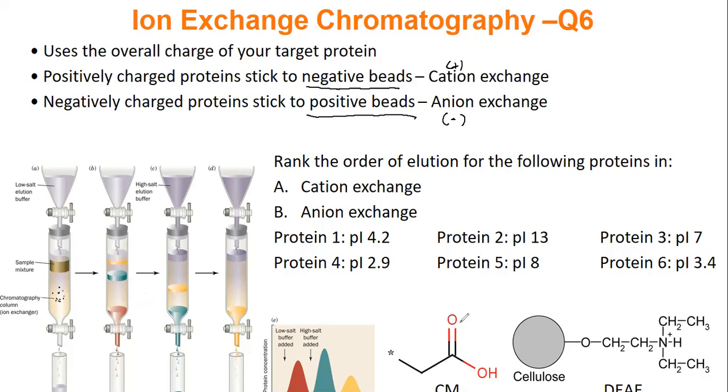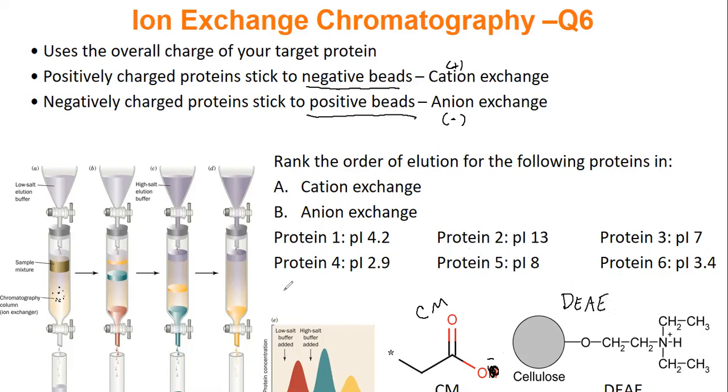And here are pictures of the common types of beads you use. So you have CM, and you have DEAE. A CM column is negatively charged, while DEAE is positively charged, right? So the CM column is used in cation exchange, DEAE is used in anion exchange.